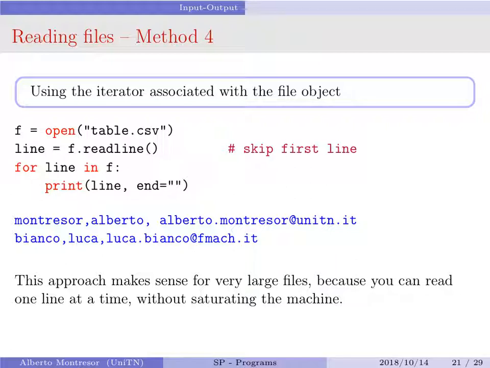The other part which could be interesting is the fact that you can also use an iterator which is associated with the file handle itself. So, for example, here I read all the lines which are included in the file with a simple for line in f, and then I print them. But I skip the first line because, remember, it was just the titles of the file. I don't want to use them. Okay.